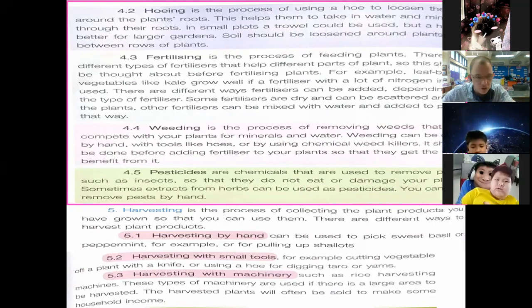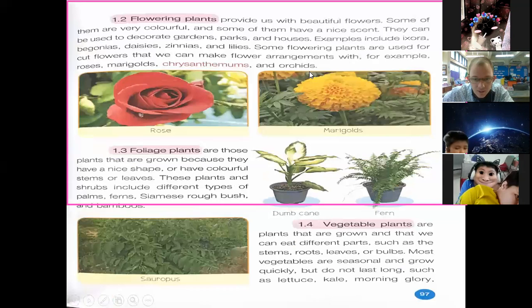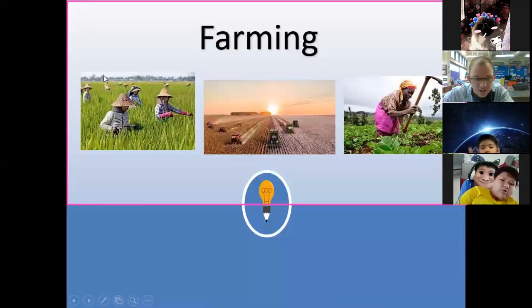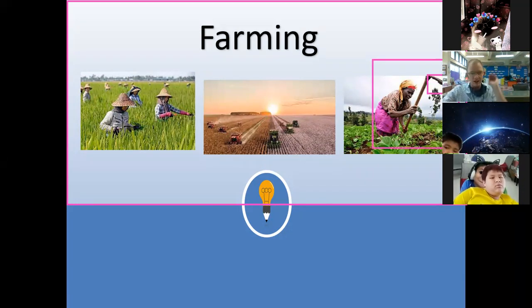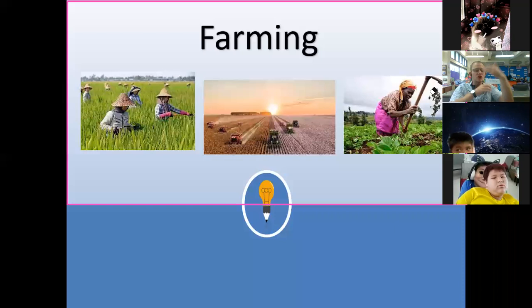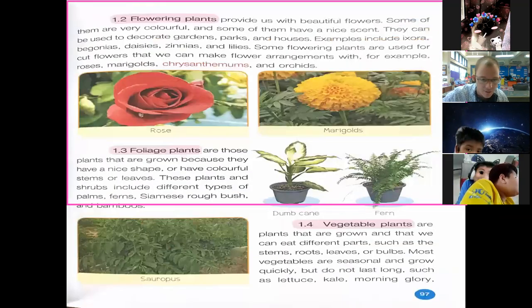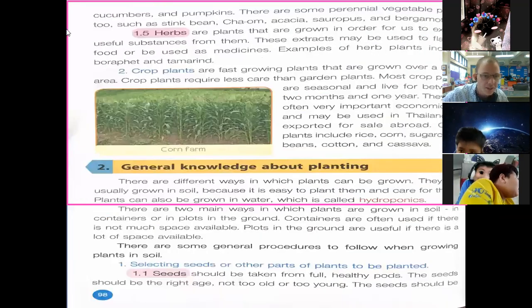The tool is used, let me show you the picture quickly. Here, you see this lady on the right-hand side. She is using what we call a hoe. This is the hoe right here. It's there to mix the soil so that the top soil and the bottom soil all get mixed up, so it's the best possible soil for the plants. That's basically what hoeing means.